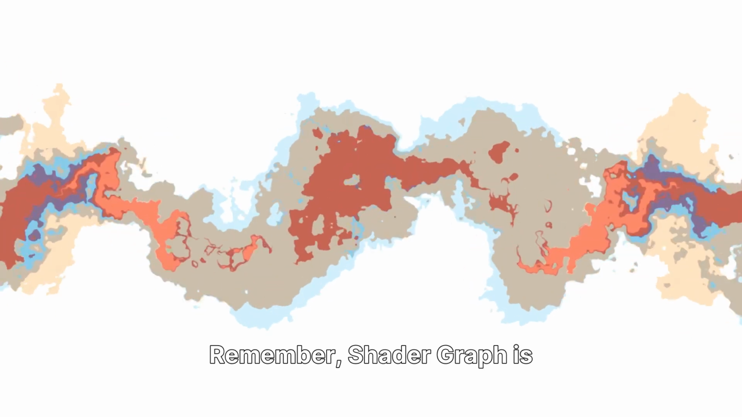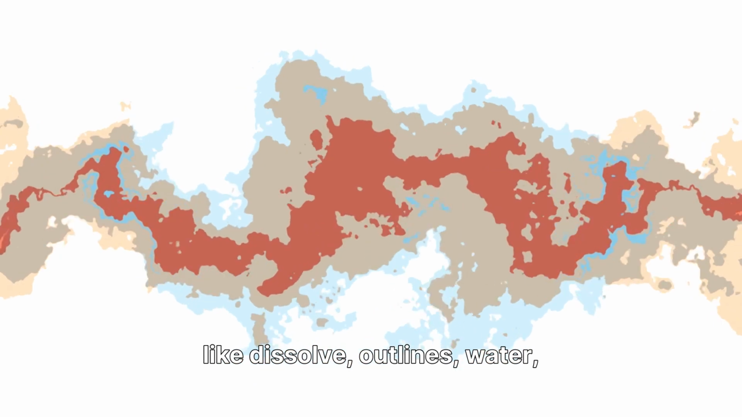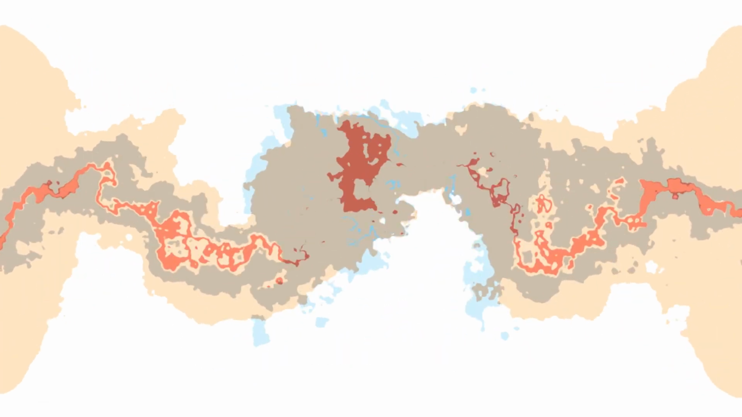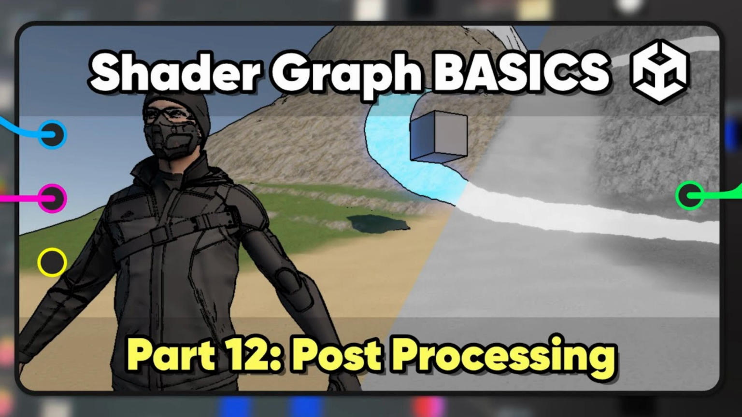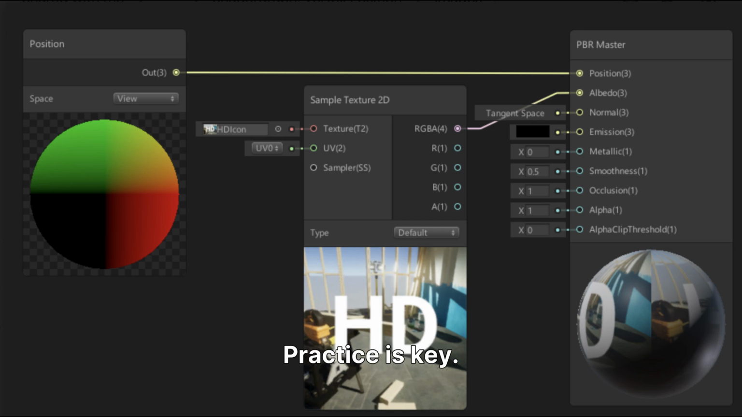Remember, Shader Graph is incredibly versatile. You can create effects like dissolve, outlines, water, and even complex atmospheric scattering. Experiment with different nodes, combine them in creative ways, and don't be afraid to break things to learn how they work. The Unity documentation and community forums are excellent resources for further learning and troubleshooting. Practice is key. The more you build, the more intuitive Shader Graph will become.